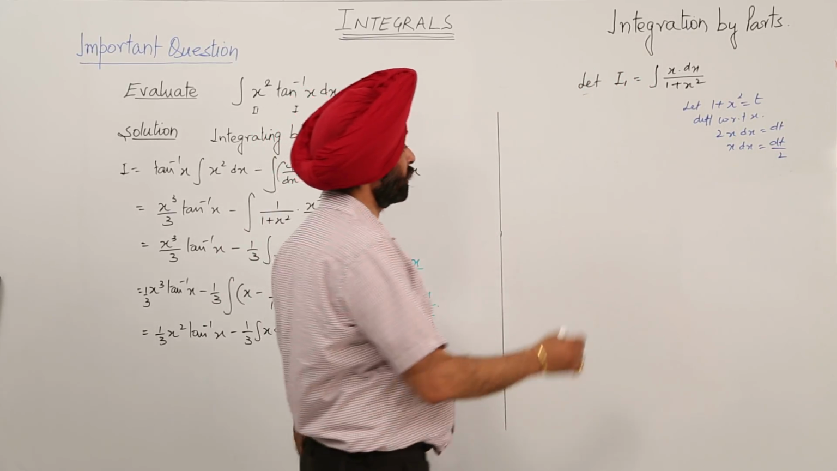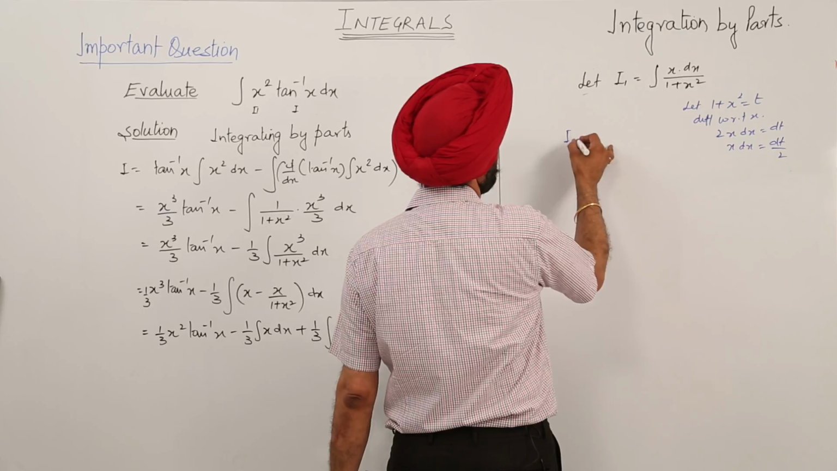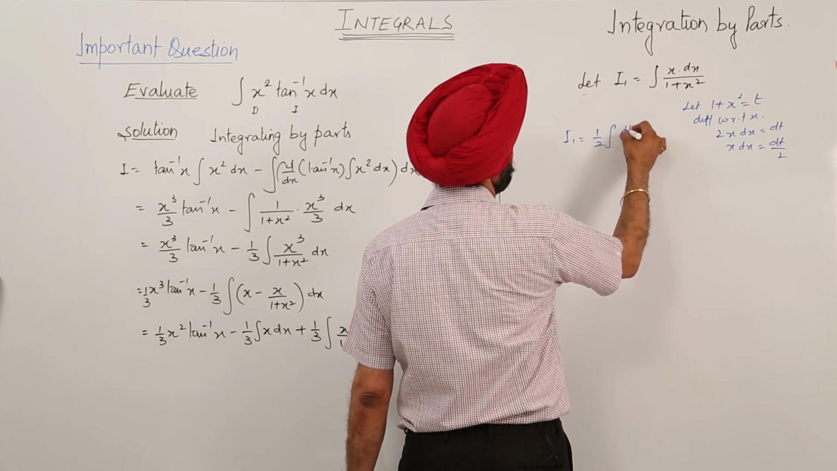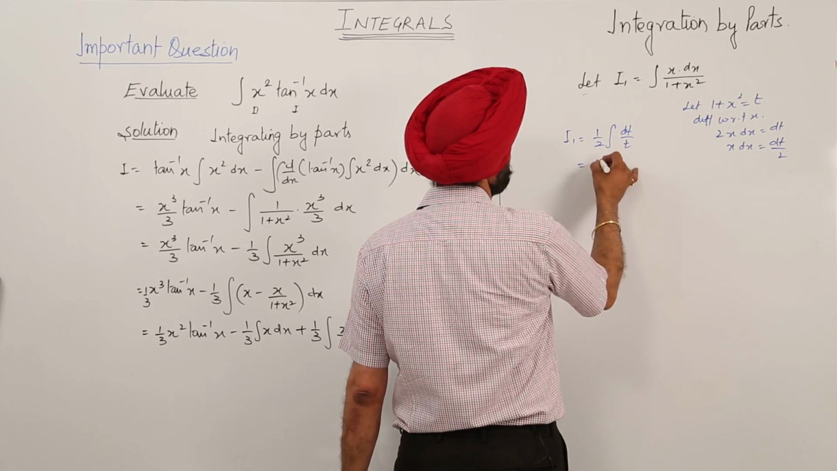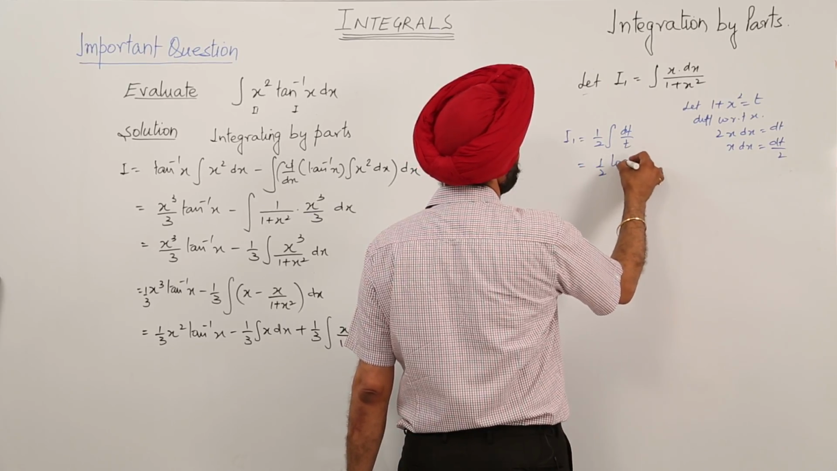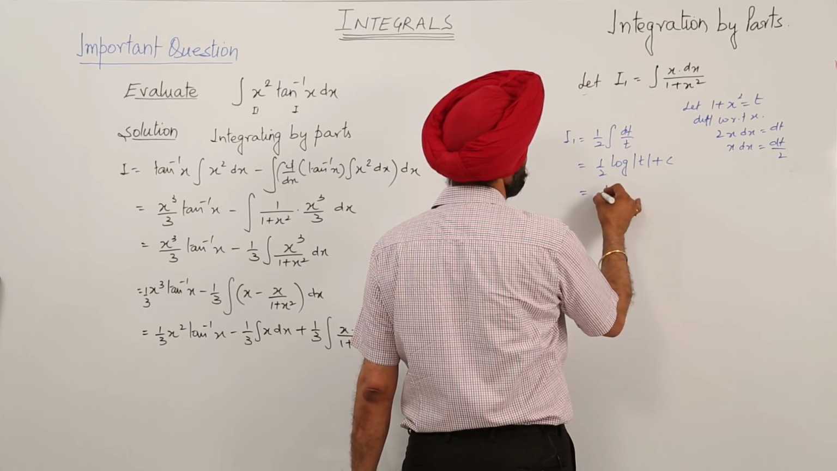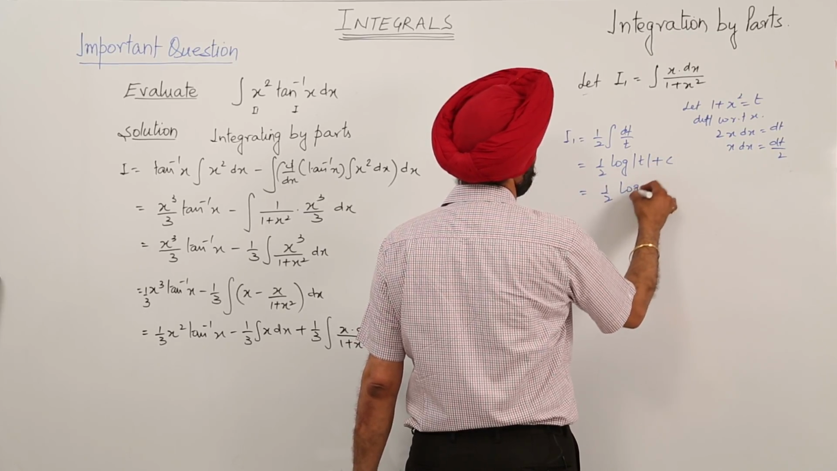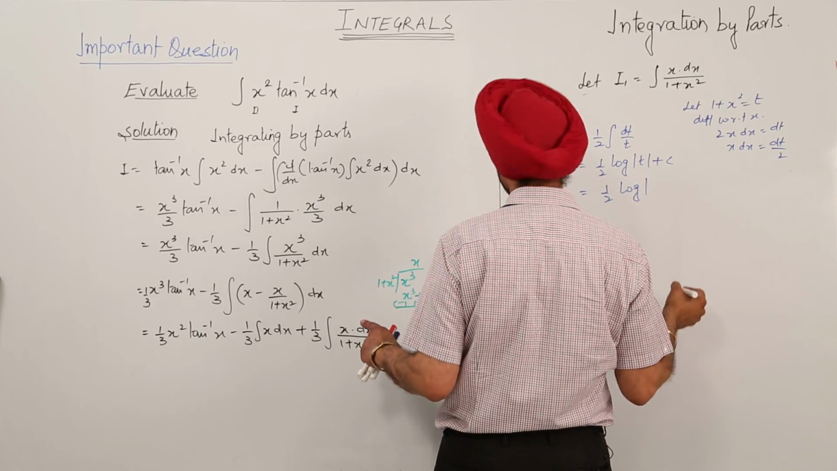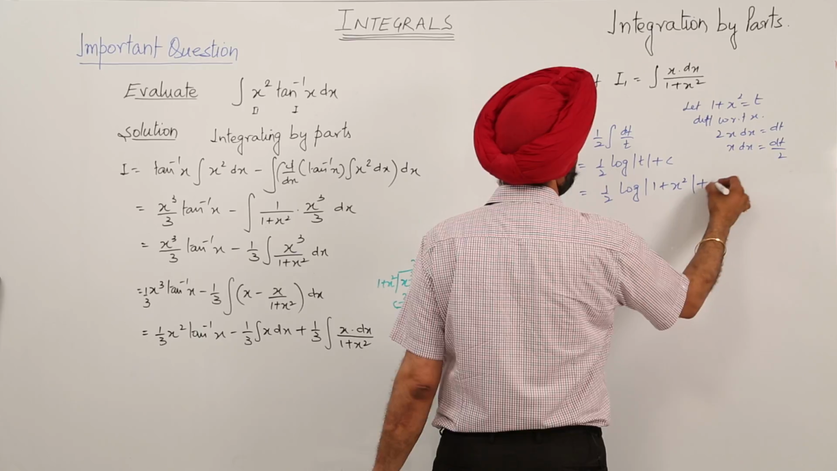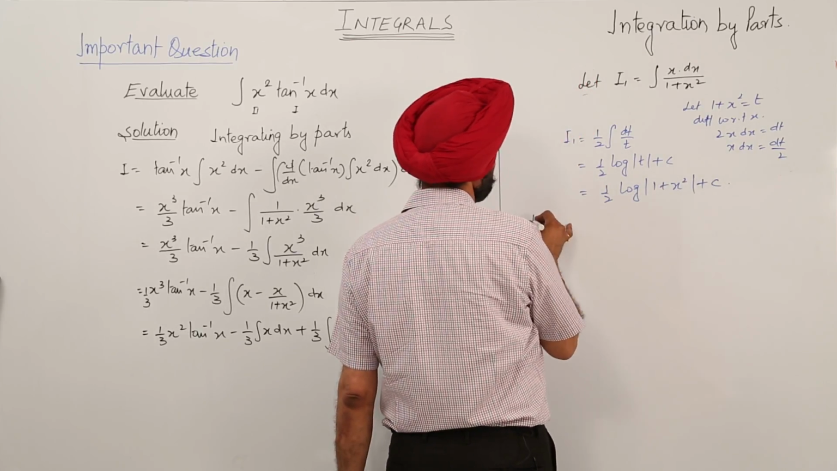Okay. So what we are having now, I1 is equal to 1 upon 2 integration of dt upon t. This is equal to half log mod t plus c, or this is equal to half log mod of t is 1 plus x square plus c.